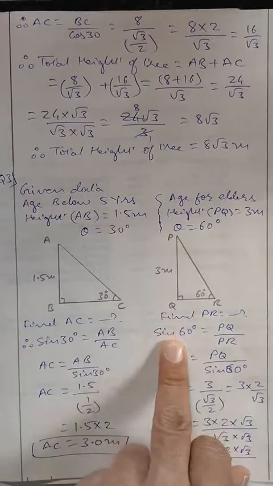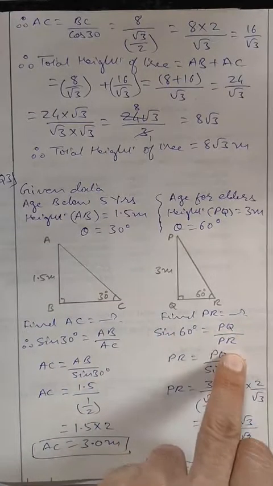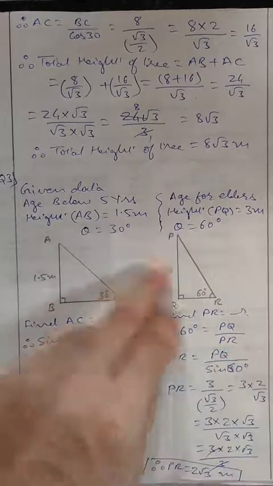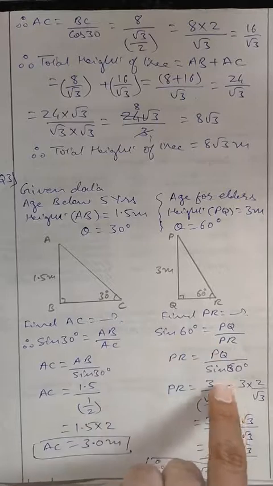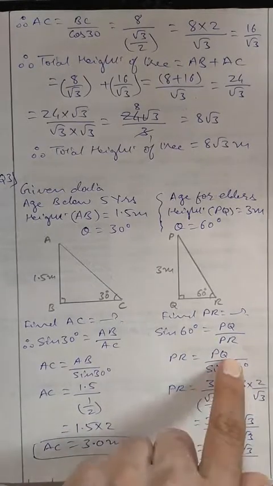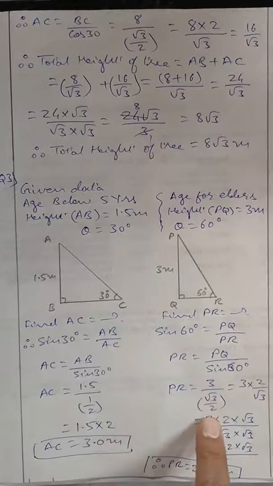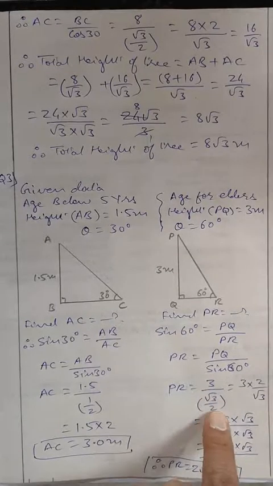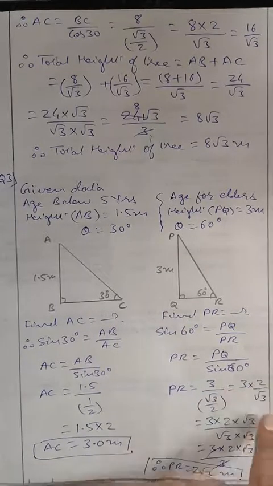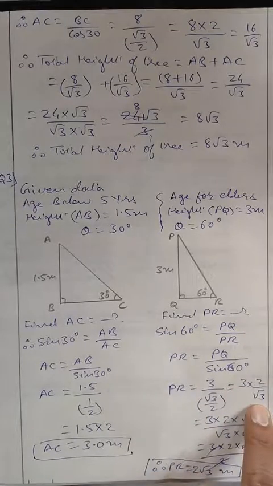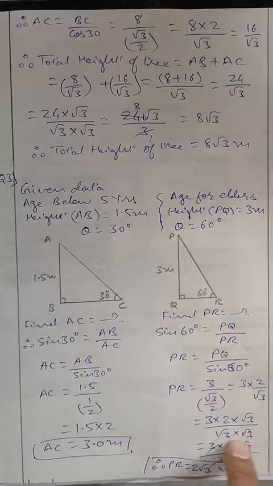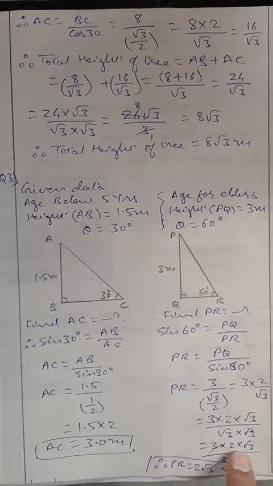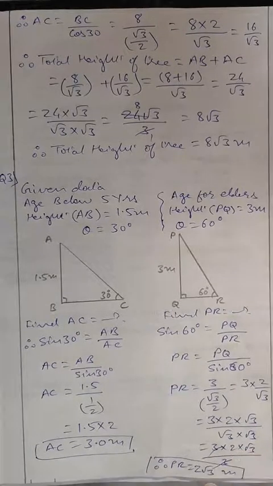Here we have sin 60 degrees is equal to PQ upon PR. That means opposite side upon hypotenuse. We want to find the hypotenuse PR. So PR becomes PQ upon sin 60. PQ is 3 meters upon sin 60 which is root 3 by 2. So this 2 goes in the numerator. 3 into 2 upon root 3. Note that we do not want root 3 at the bottom. So what we are doing, we are going to use the conjugate. So divide and multiply by root 3. Root 3 into root 3 becomes 3. 3 gets cancelled. The answer becomes 2 root 3. So the answer is 2 root 3.